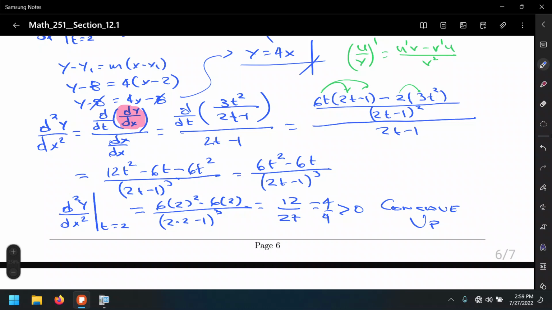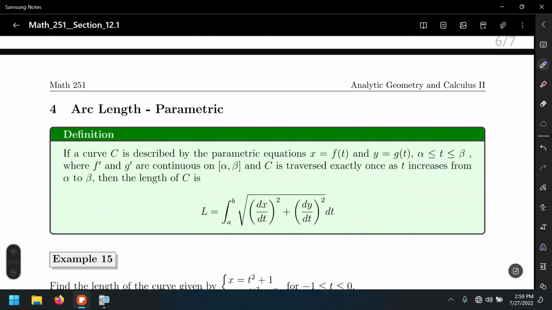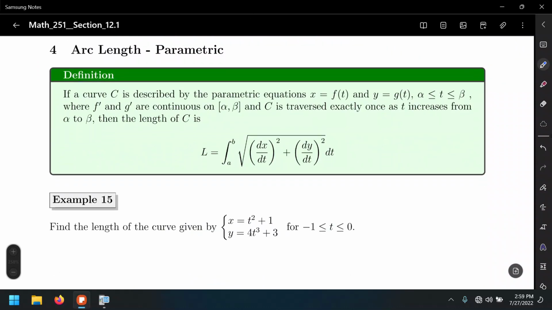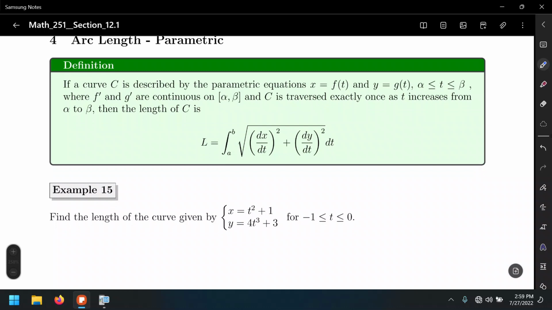Let's do one more. Yes, we have time for the next topic. So we did some differential calculus in the parametric setting. Let's do some integral calculus, and in this case, the only thing we cover is arc length. And well, look at the formula for arc length. It is very similar to the one that we learned at the beginning of the semester.